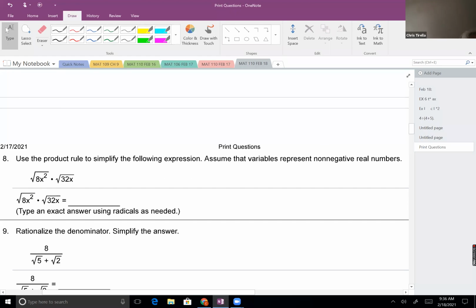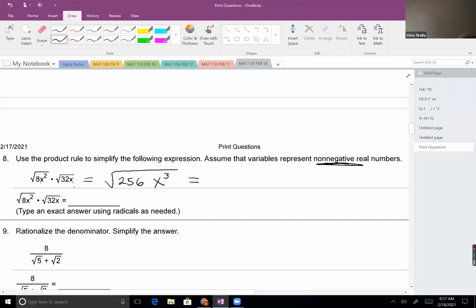Question 8 asks me to use the product rule to simplify the following expression. Assume that variables represent non-negative real numbers. The reason that's in there is because if my variables are non-negative, I don't have to worry about whether I need to throw in absolute value signs or not. The product rule says I'm going to just multiply the radicands because they're both the same index, they're both square roots. So 8 times 32 is 256, x to the 3rd.